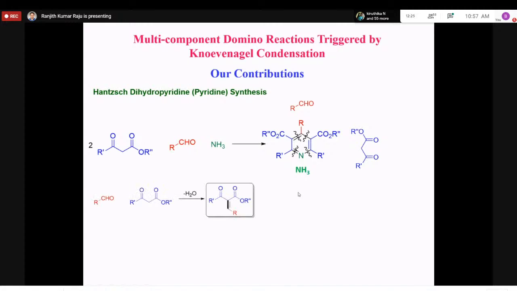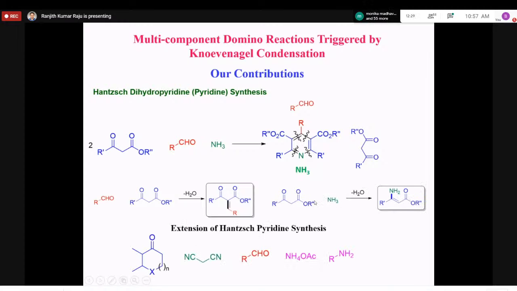So there is an initial Knoevenagel condensation, and you have the nucleophilic addition, and finally there is a Michael addition between these two to form the pyridine. Now we have just used different kinds of reactants to explore the synthesis of pyridine systems, the fused pyridine systems, the usage of hetero ketones, cyclic ketones, and malononitrile, aldehydes, and ammonium acetate or the amines.